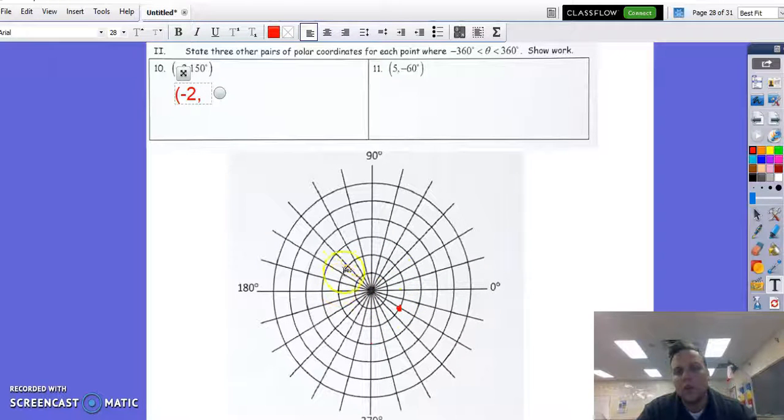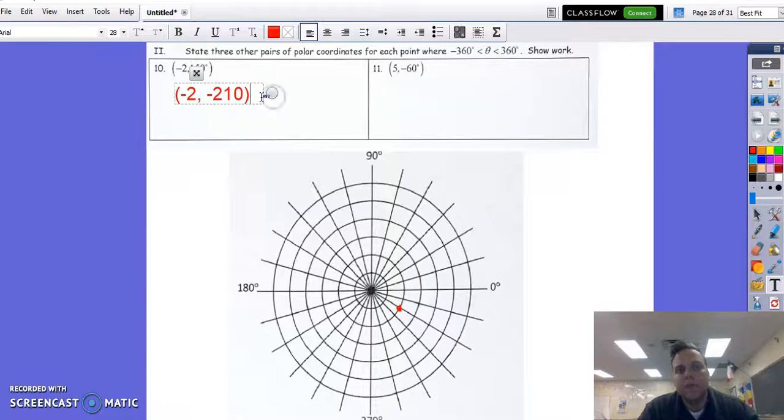Well, negative 2 all the way around, that's 180 degrees, plus another 2 lines, which are each 15 degrees, so that's 30 degrees total. So 180 plus 30 is 210, but I did it negatively, so it's negative 210 degrees. I don't have a little degree marker, but if I did, I would draw it right there.